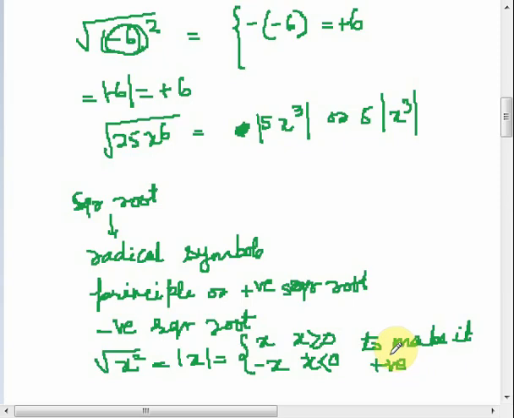With this I am completing the square root. In the same series I will be explaining the absolute value function and inequalities of the absolute value function. We will take some problems also.